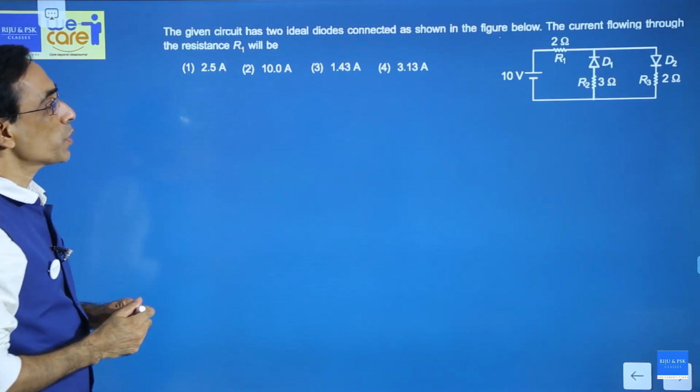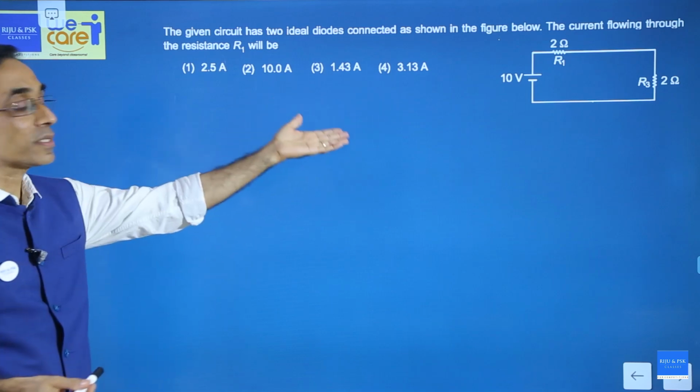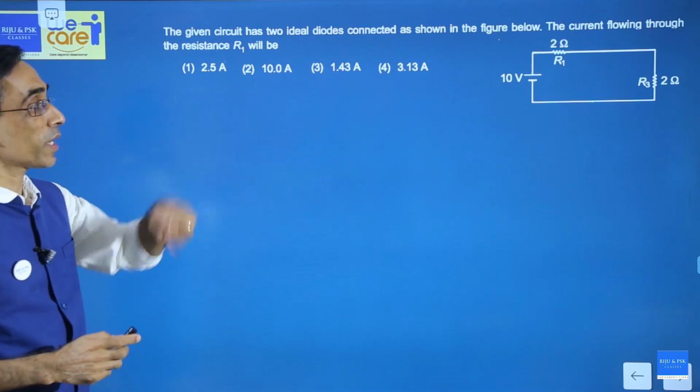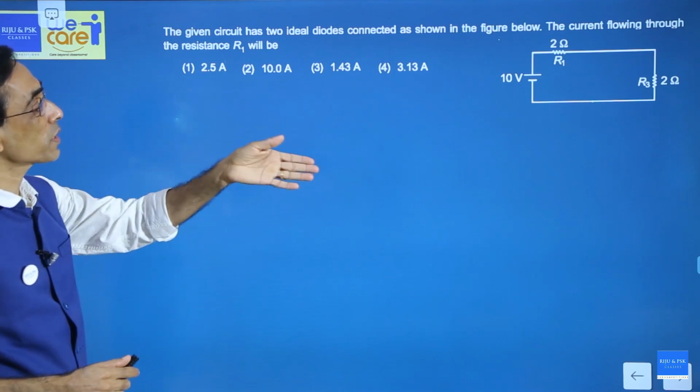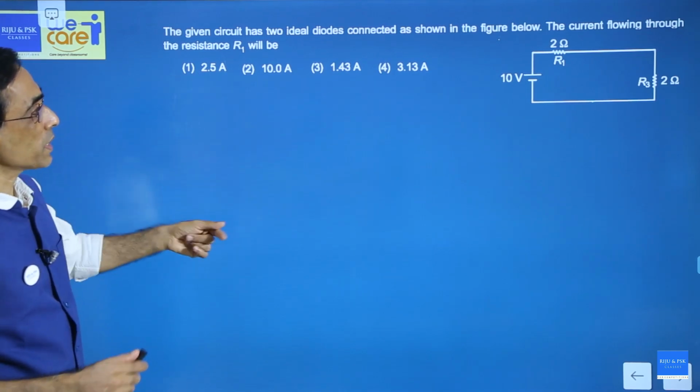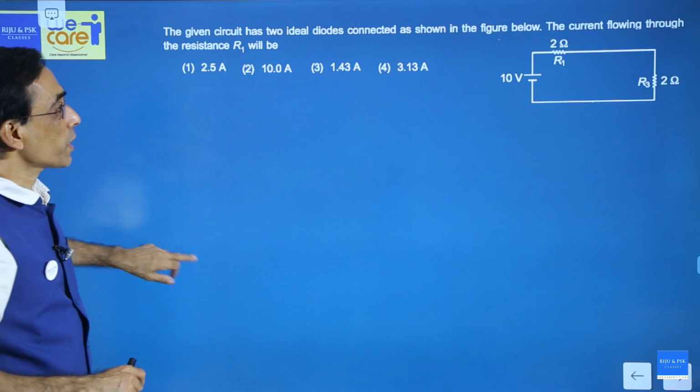10 by 4, 2.5. If you want to understand, this is the actual diagram. This is the effective diagram. You see, this is a real thing, but this is the effective thing. R1 and R3 are in series and the current from the cell will go through 2 ohm. Okay.